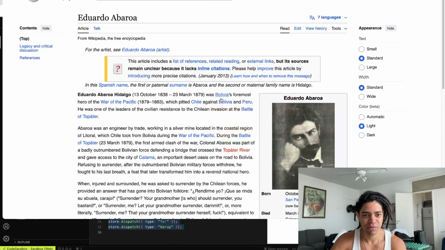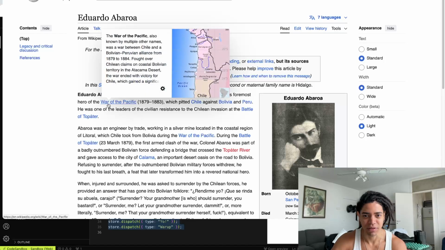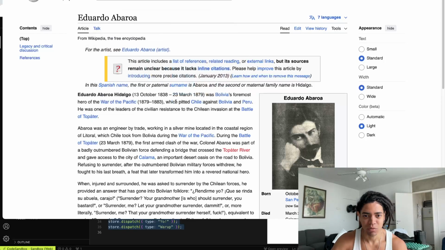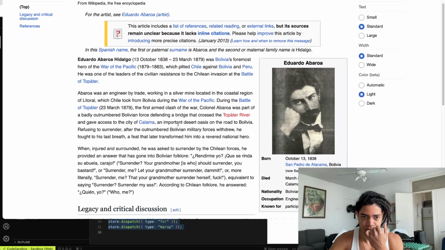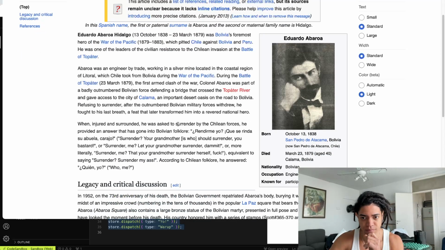Abaroa was a Bolivian foremost hero of the War of the Pacific, which pitted Chile against Bolivia and Peru. He was one of the leaders of the civilian resistance to the Chilean invasion at the Battle of Topater. Occupation, engineer. What?